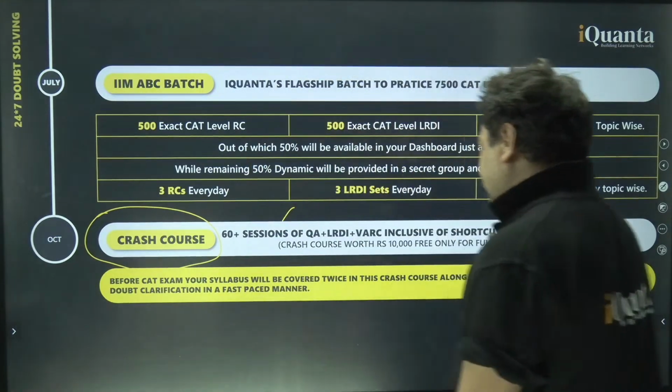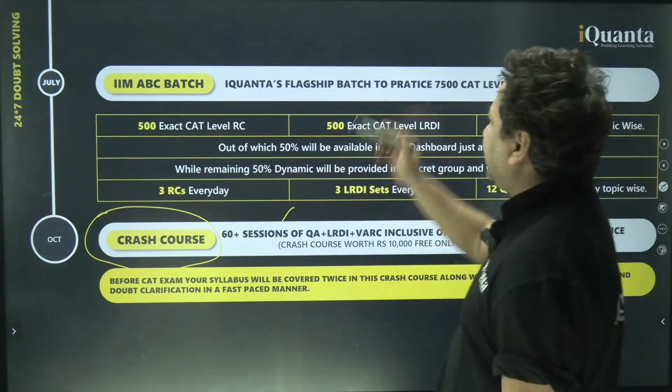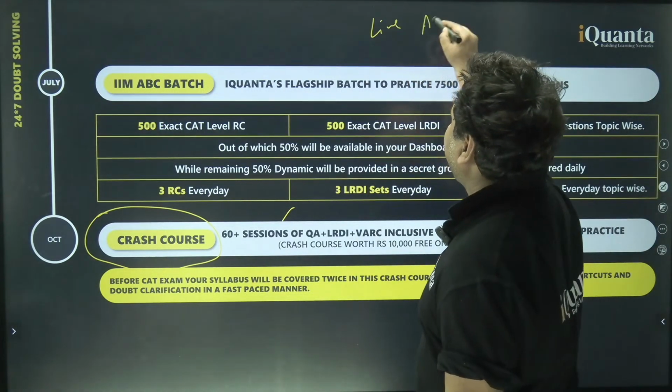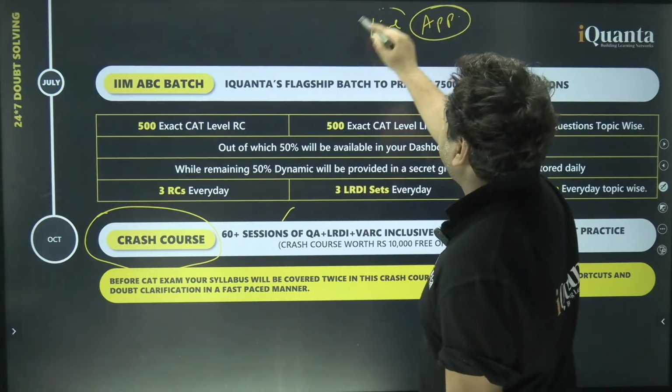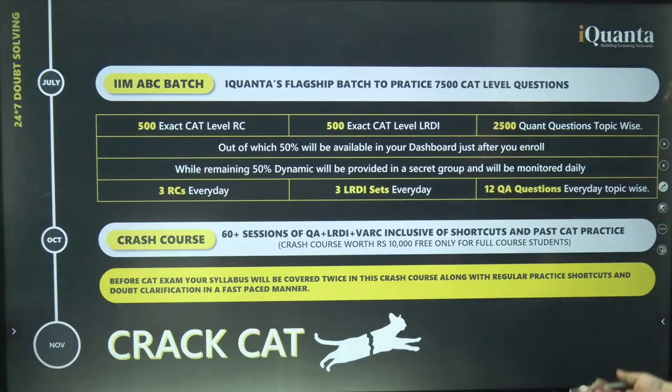Okay. So in a way, your syllabus gets covered 3 times. One is the live class, then the application class, which goes simultaneously. Once they are done, then the crash course. He'll crack CAT in November.